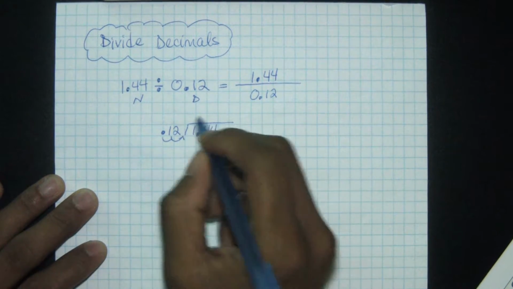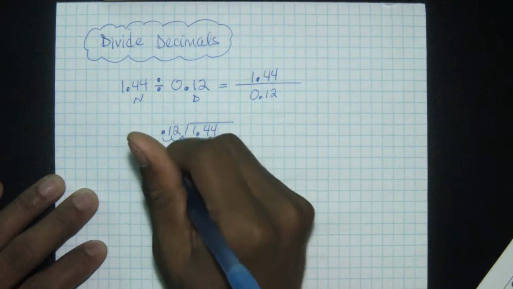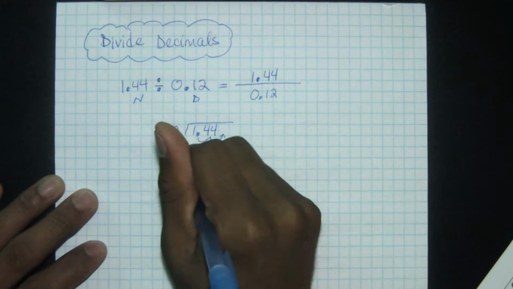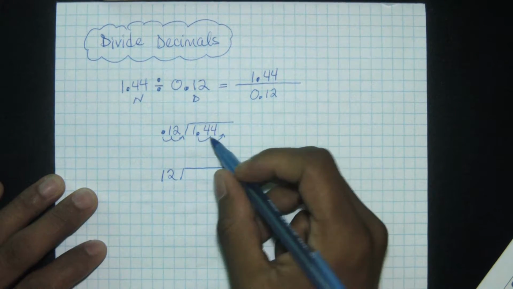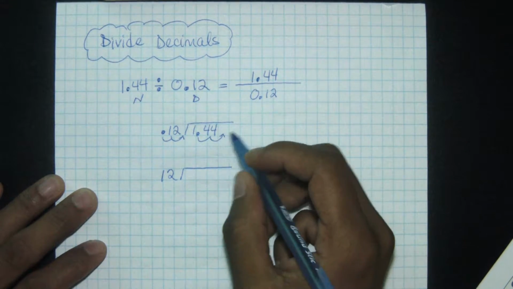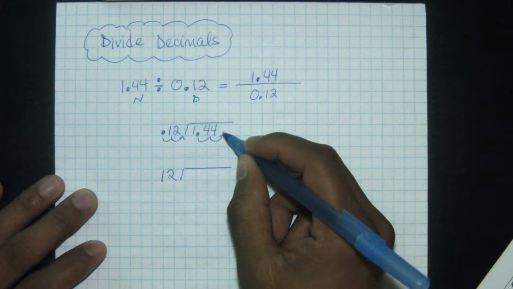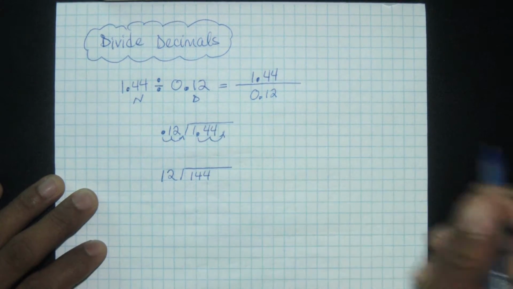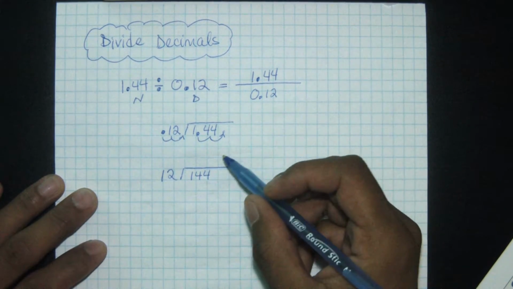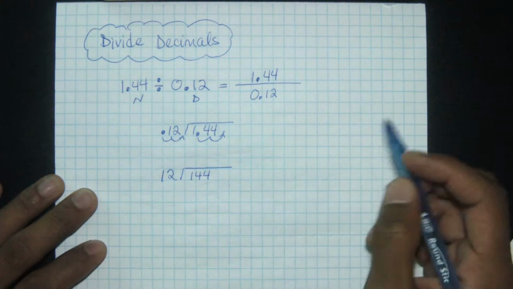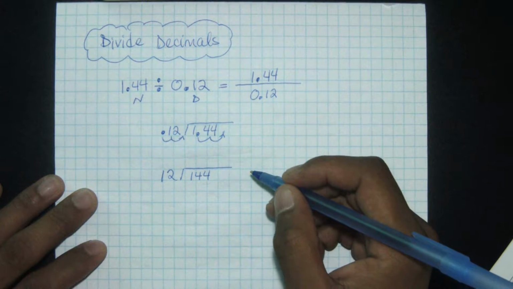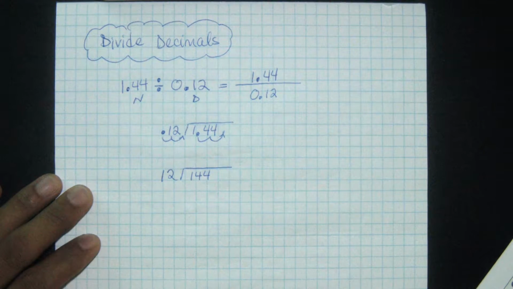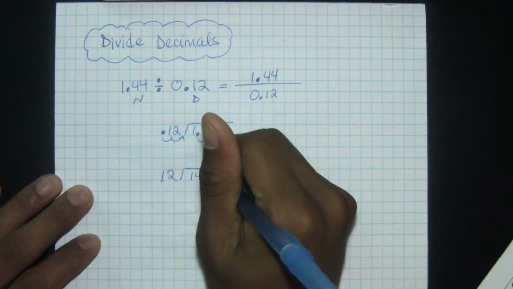So now we have to rewrite it. Instead of 0.12, it's just going to be 12. And on the inside, instead of being 1.44, the decimal is now going to be here, so this is really going to be the whole number 144. And now we just have to figure out how many times 12 goes into 144. Anybody know? Mr. Antonio? 12 times.